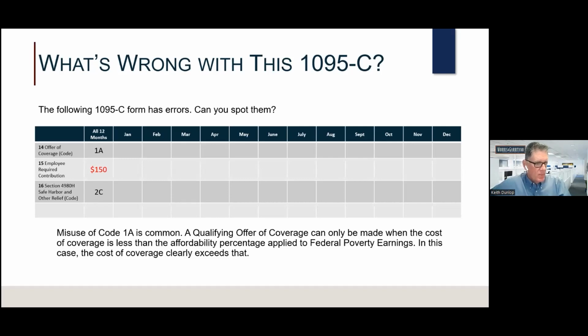Here's another common mistake I see, the misuse of code 1A. 1A, the qualifying offer method code, is strictly tied to the cost of coverage. The cost of coverage must be below that FPL number. If it's not, 1A cannot be used. So this form would be in error.